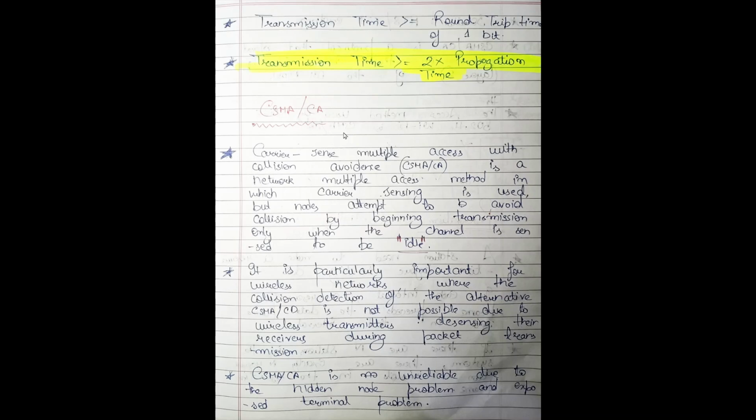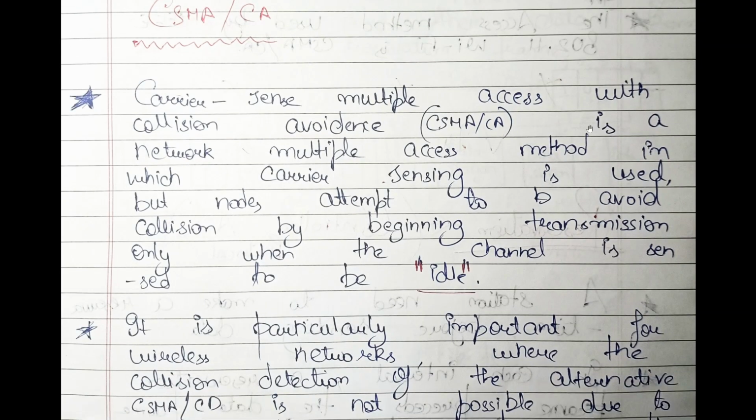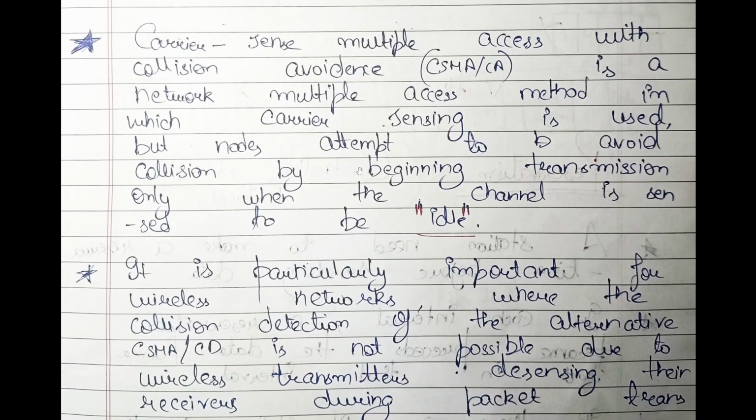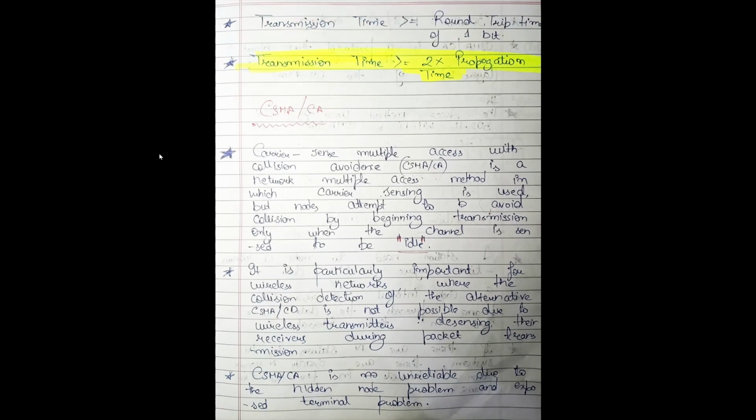And for that you have CSMA CA. CA here is collision avoidance. So carrier sense multiple access with collision avoidance is the full form of CSMA CA. This is a network multiple access method in which carrier sensing is used, but nodes attempt to avoid collision by beginning transmission only when the channel is sensed to be idle. This is the basic rule that I guess most of the protocols follow.